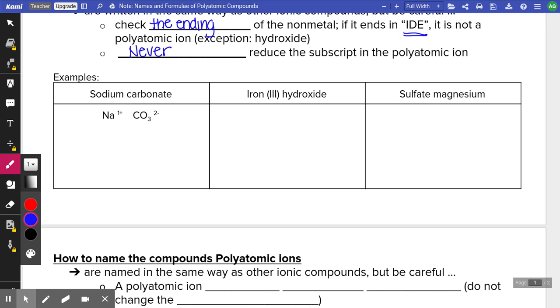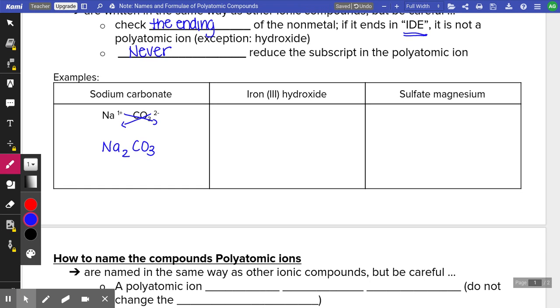Here's some examples. You have sodium carbonate. Sodium is a cation, and it's sodium on the periodic table. It has an ionic charge of 1+, and carbonate is a polyatomic ion with a charge of 2-. If we go ahead and do our little crisscross method to determine the chemical formula, we're going to end up with Na2CO3.